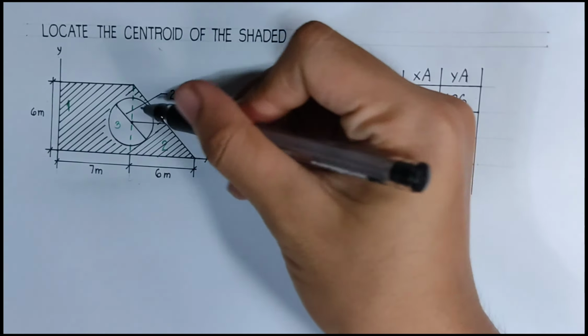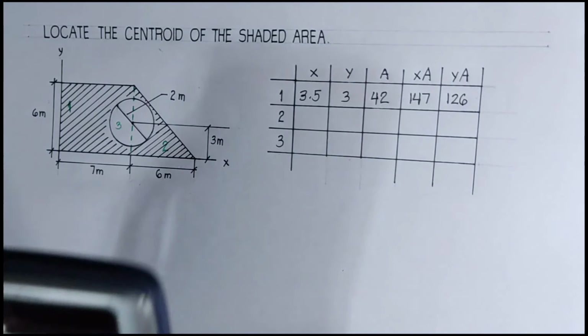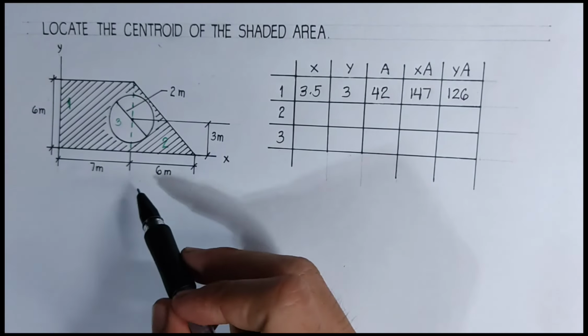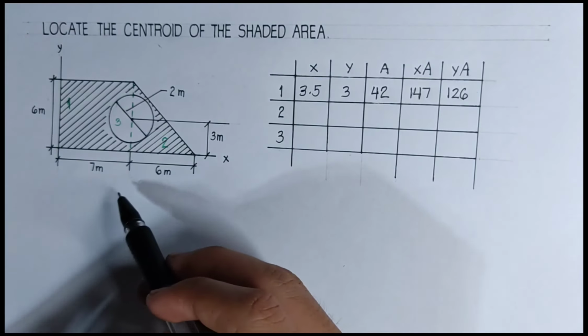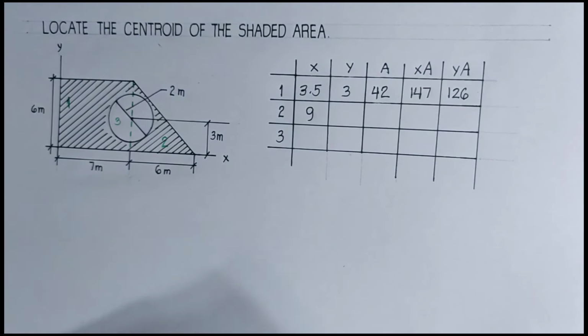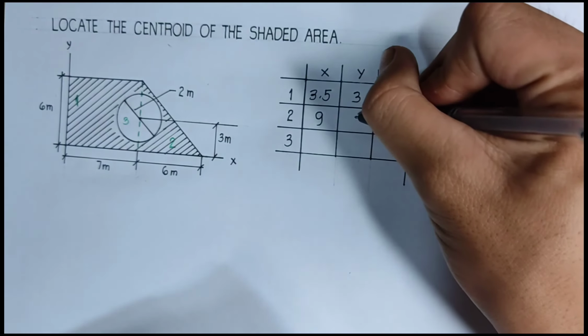Next is for the second shape, the triangle. Remember that the x-bar for a right triangle is 1/3 of the base, and the same manner goes to its y. So 1/3 of 6 is 2, plus the distance of 7 is equal to 9. And for its y, 1/3 of 6 is 2.